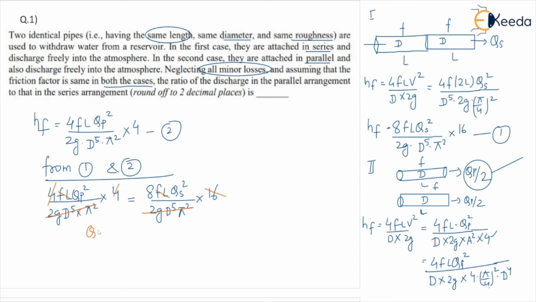So what we are getting is QP by QS whole square equal to 8. Therefore QP by QS equal to the root of 8, which is equal to 2 root 2, which is equal to 2.828. That is the ratio and that is the answer. Okay, 2.828. So you can write here the answer equal to 2.828. Okay, no units. Thank you.